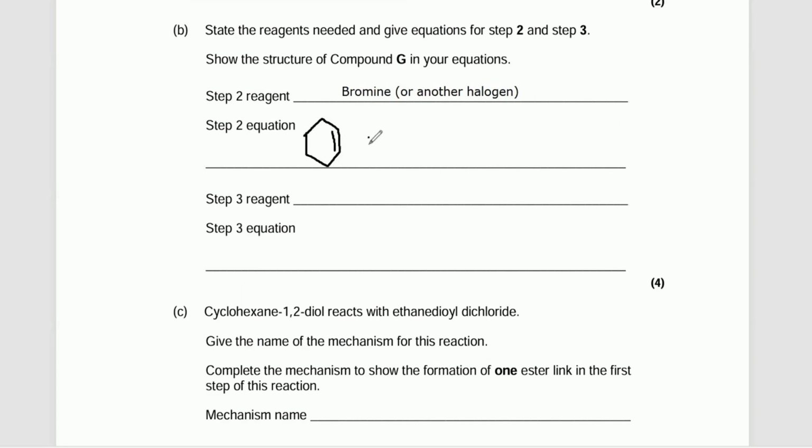Now, haloalkanes can also be called halogenoalkanes. It all just depends on what you like. So we're going to add bromine here. It's going to add across the double bond. And we're going to get a dibromo cycloalkane form. Okay, let's look at the next one.